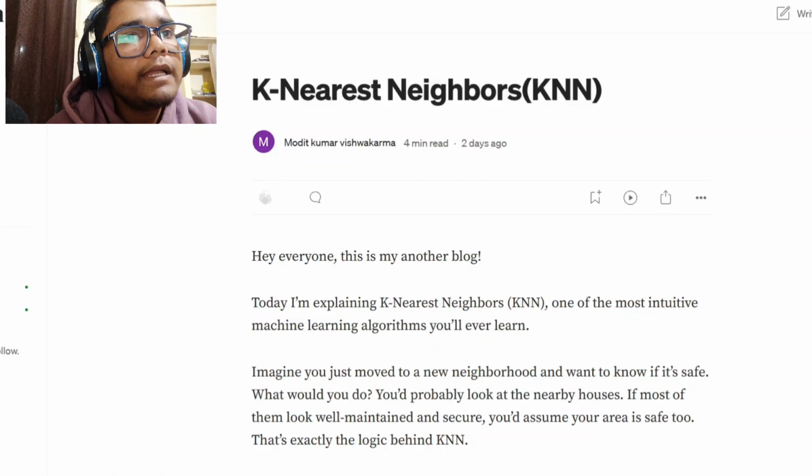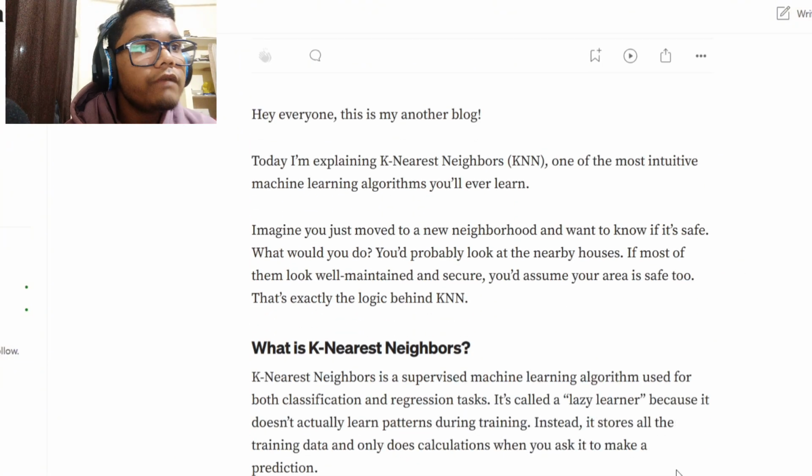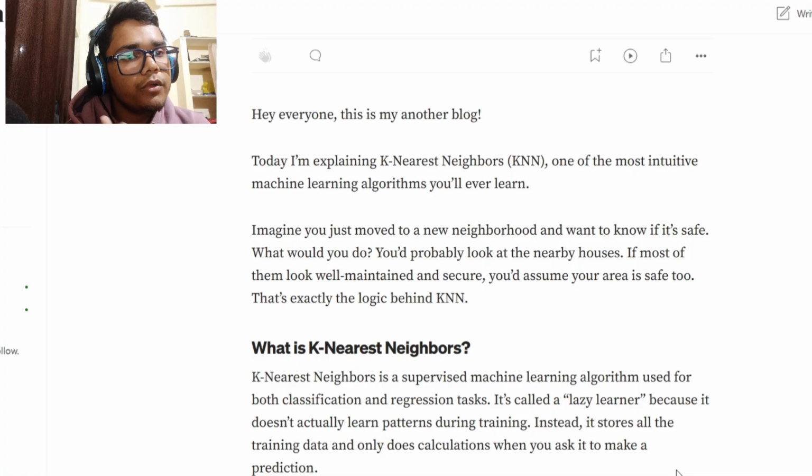Today I am explaining K nearest neighbor, KNN, one of the most intuitive machine learning algorithms you will ever learn. Imagine you just moved to a new neighborhood and want to know if it's safe. What would you do? You would probably look at the nearby houses. If most of them look well maintained and secure, you would assume your area is safe too. That's exactly the logic behind KNN.